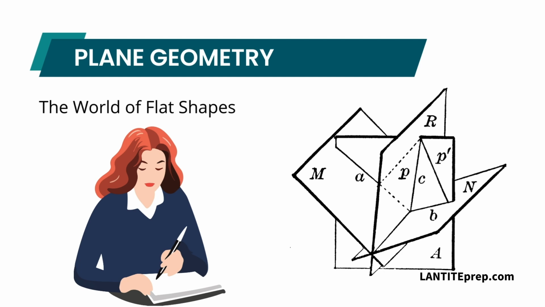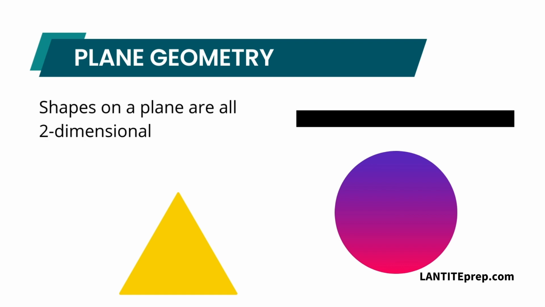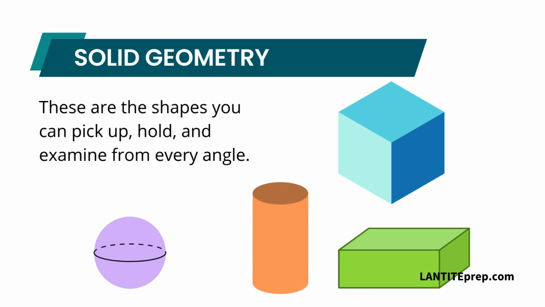plane geometry. Keep in mind that plane geometry deals with shapes that lie flat, like lines, circles, and triangles. Shapes on a plane are all flat or two-dimensional. Next, when we talk about solid geometry, we're referring to three-dimensional shapes like cubes, prisms, cylinders, and spheres. These are the shapes you can pick up, hold, and examine from every angle.